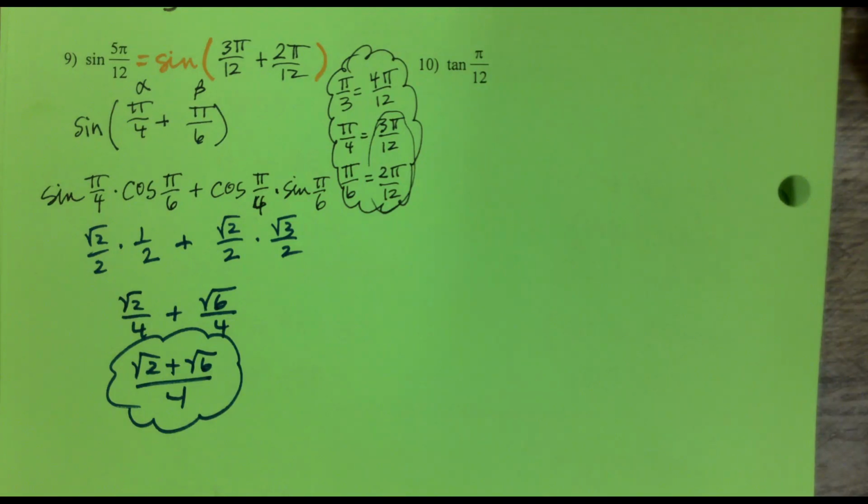The pi over 12, just like pi over 3, pi over 4, pi over 6, repeats its values, it just changes quadrants. So if I have a first quadrant value, which this is, less than half pi, I know that it's going to be a positive number because sine is positive in the first quadrant. Yes?